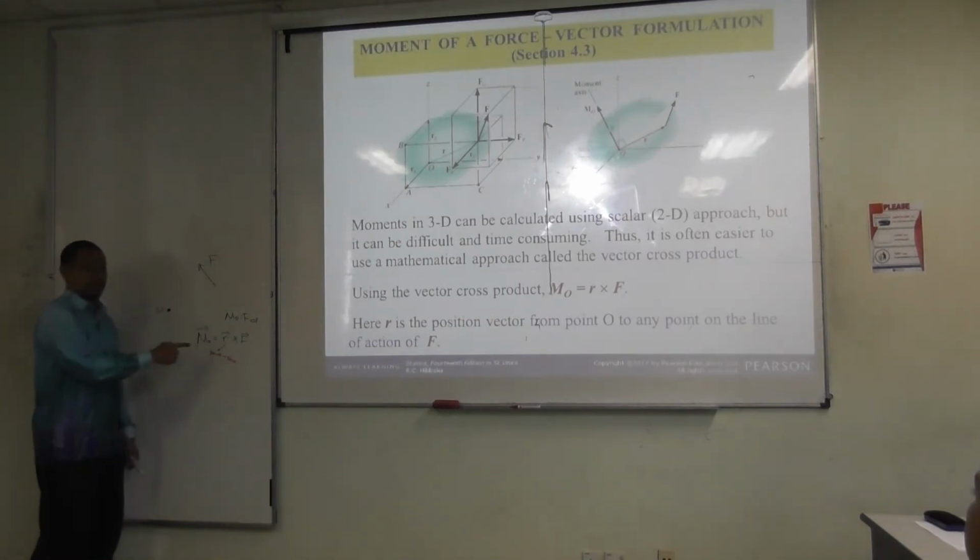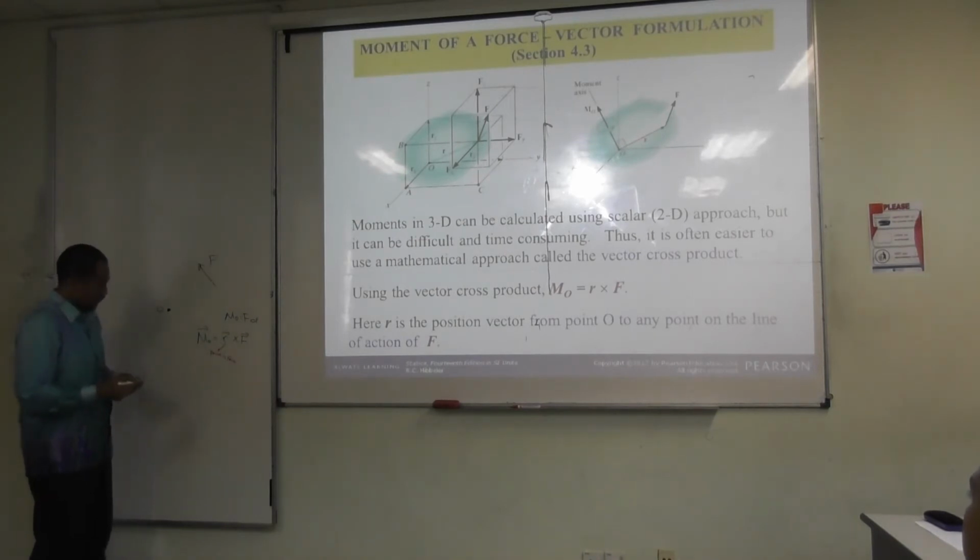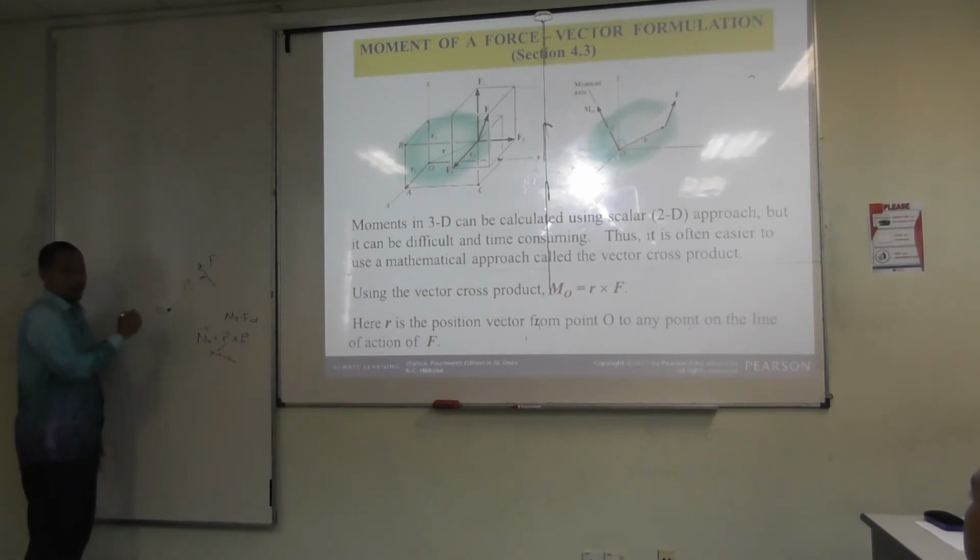We have understood what a position vector is before, right? It connects between 2 points. So we have to know between what and what: from the point to the force. That is r. So if you get this coordinate, you can easily calculate that one.